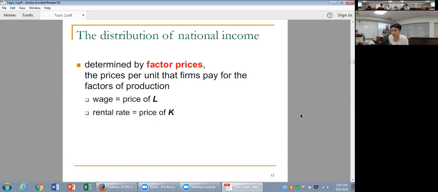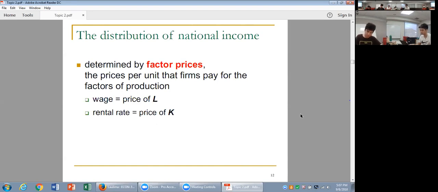National income and output. Sorry, total national income is Y. Total national output, or GDP, is also Y. So the two are the same. That goes back to this.